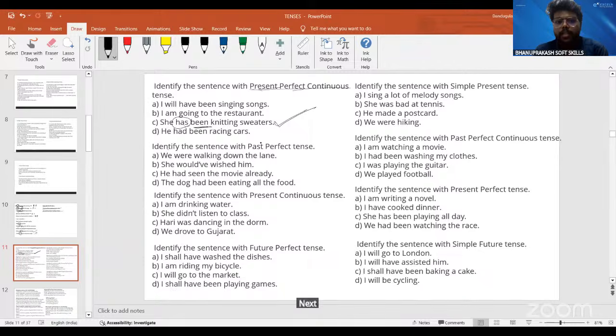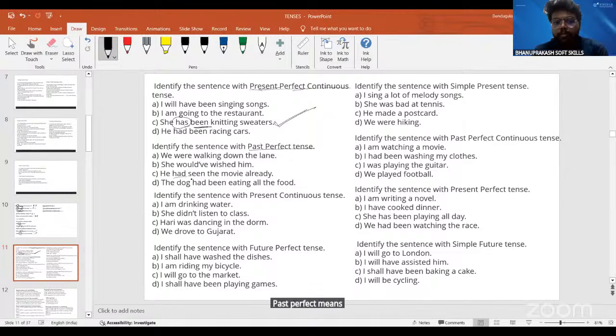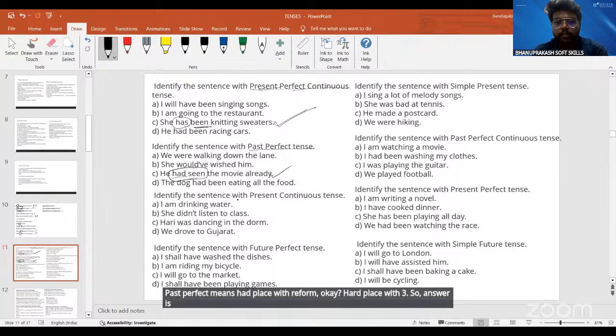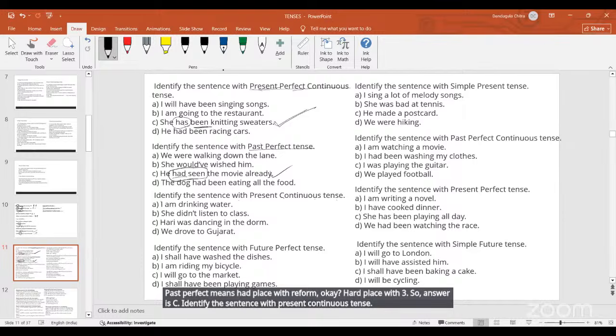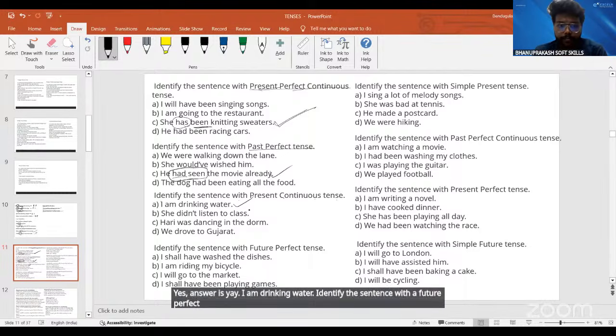Next, identify the sentence with past perfect tense. C, sir. Past perfect means had plus V3 form. So answer is C. Identify the sentence with present continuous tense. A, sir. Yes, answer is A. I am drinking water. Identify the sentence with a future perfect tense.